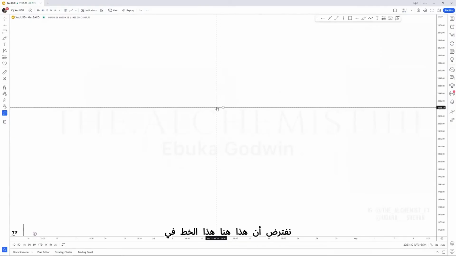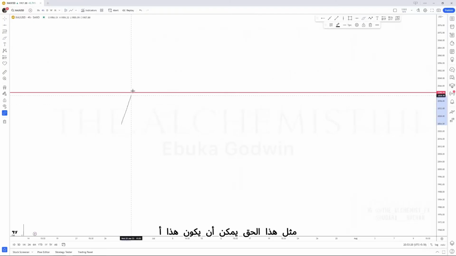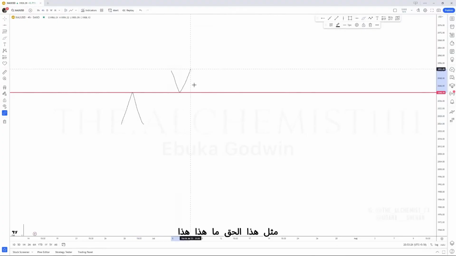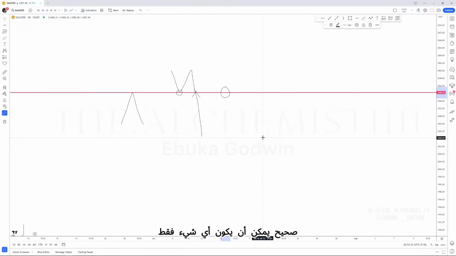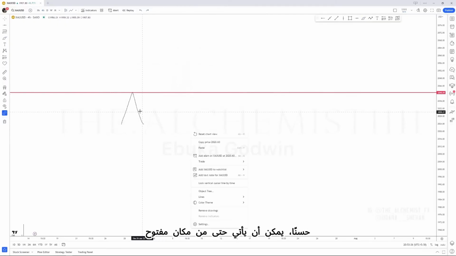Okay, now just assume that this line in here could be a weekly resistance. So now you know what support and resistance is, right? This is a closing price. This could be something like this, or this could be the safe formation, or else something like this. What is this? This is a support broken, turning into resistance. It could be whatever, or even an open close level. It could even come from an open close level.